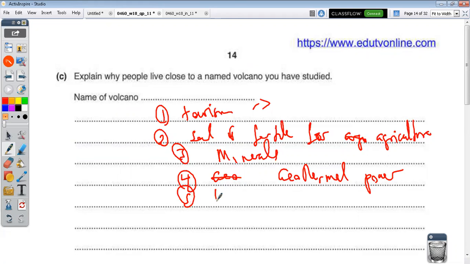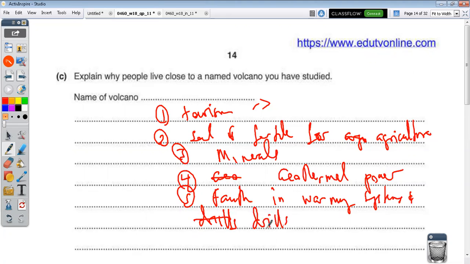People have got faith in the warning systems and drills. Are we together?